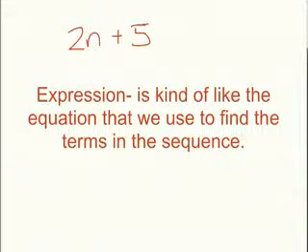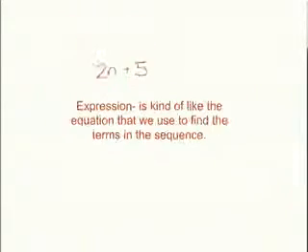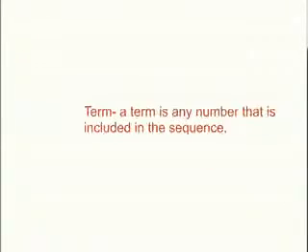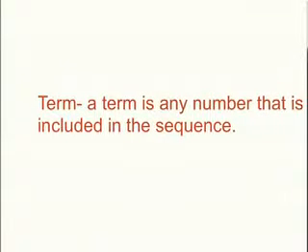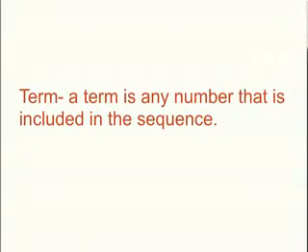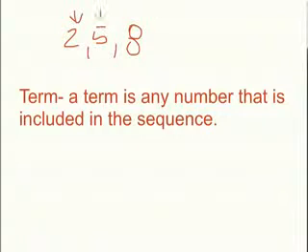Let's go to the next one. The last word we need to know is term. A term is any number that is included in a sequence. For example, in the sequence 2, 5, 8, each of these numbers is called a term. So each of those would be considered a term.